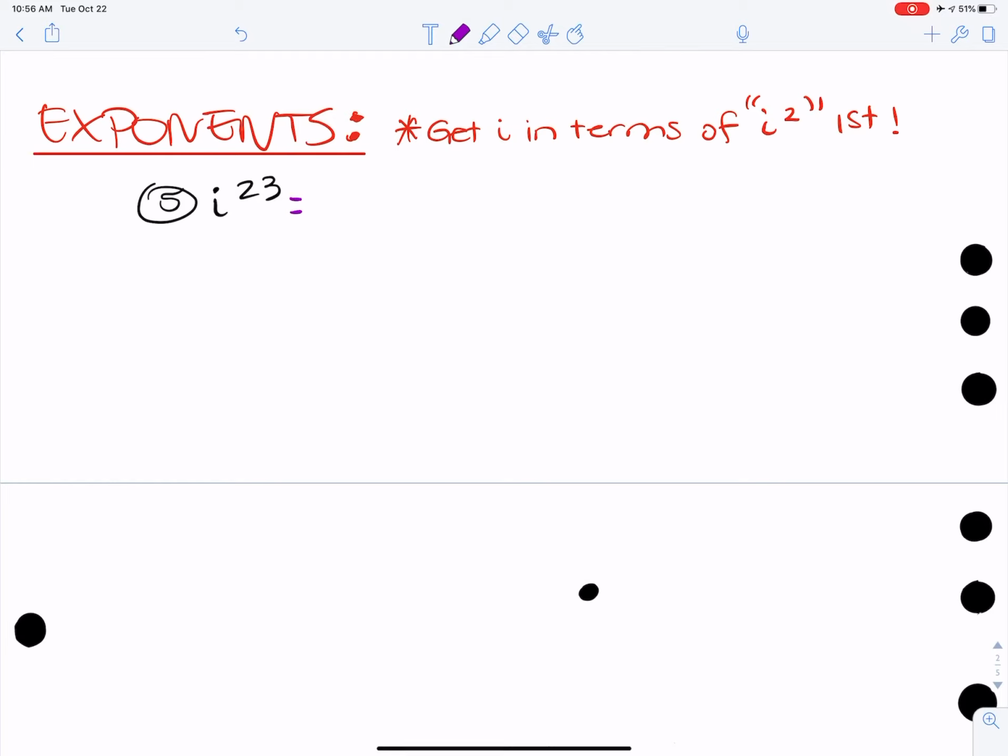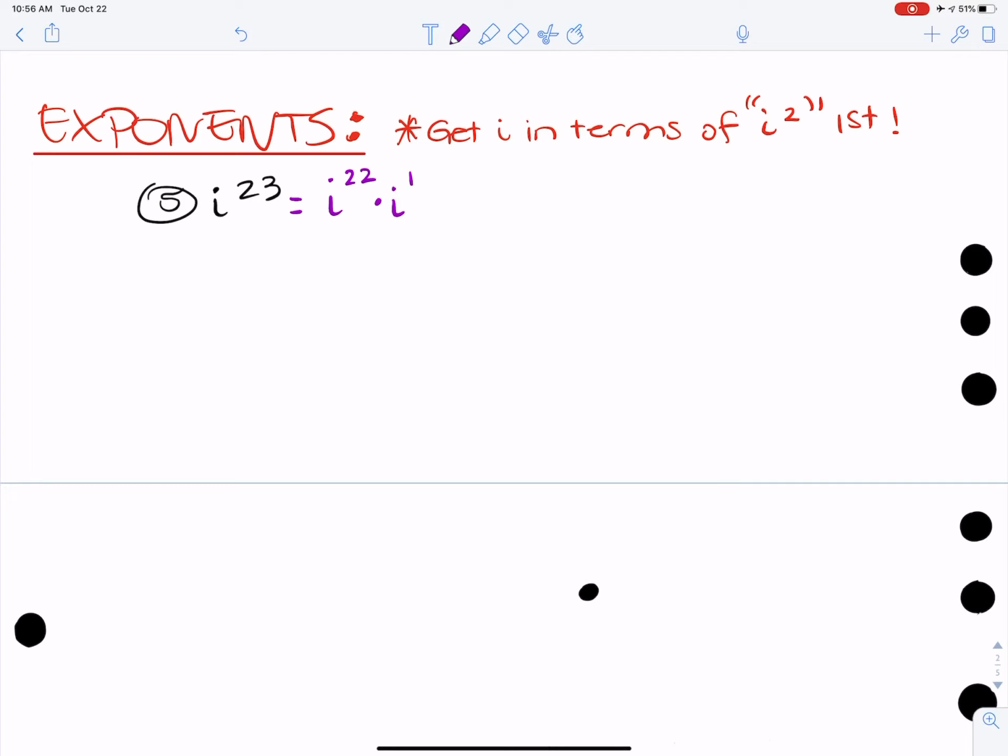I to the 23rd equals i to the 22nd, because we want to get something that's a multiple of 2 times i to the 1st. And I always go with the closest multiple of 2 to the number we're talking about. We're talking about 23. So the closest multiple of 2 to 23 is 22. If I had 25, my closest multiple would be 24. So it's always the one less. If I had 17, my closest multiple would be 16. So it's always one down, one less. And I have i to the 22nd times i to the first.